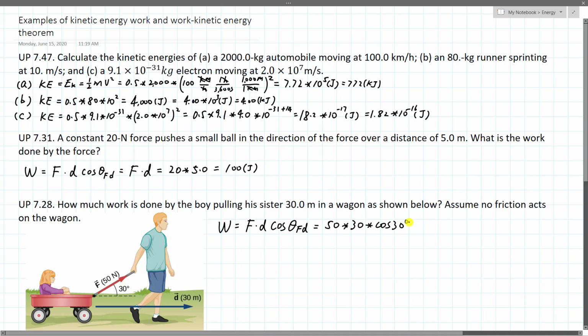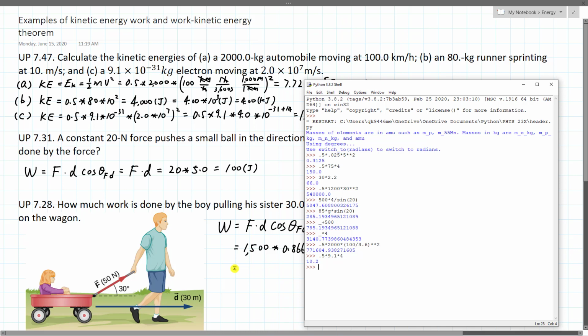So we have plenty of space. Let's just move down one line. 5 and 3, that's 1500, and then times cosine 30 degrees, 0.866. So let's use our calculator for the final step. So 1500 times 0.866. So we got 1299, about 1300.